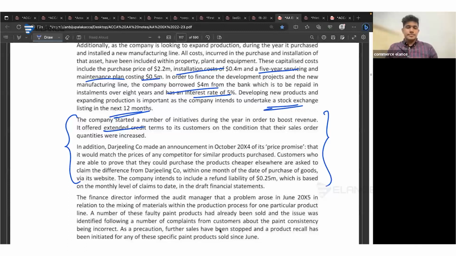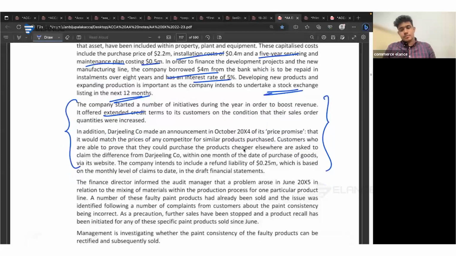Clear? Yes. Okay. What will be the other risk?